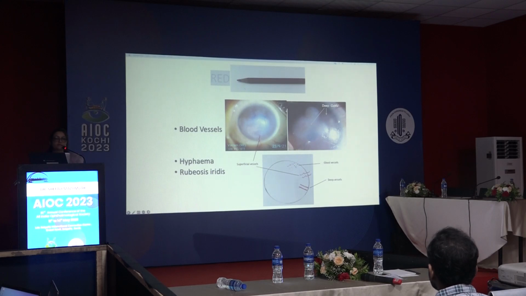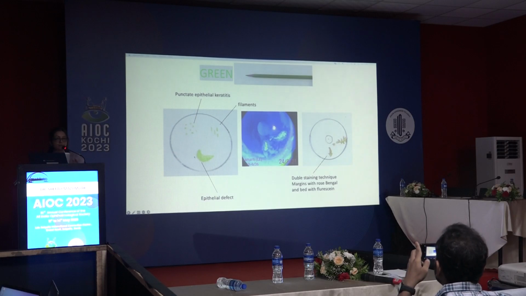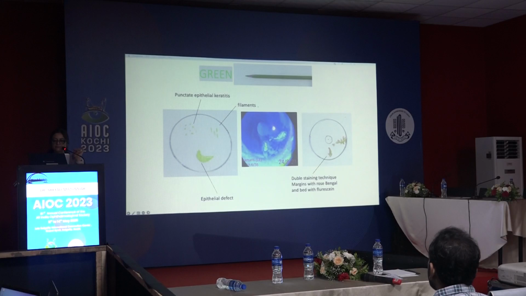And in some cases of healed iridocyclitis, old iridocyclitis cases, sometimes we see ghost vessels. So you depict those ghost vessels with red interrupted lines. Now green is for epithelial defect. Any epithelial defect without any exudates, like persistent epithelial defect, you show it with green. Punctate epithelial keratitis with green dots, and filaments with small green lines.